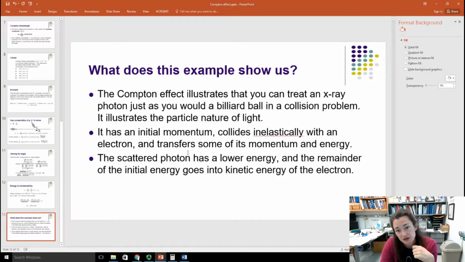That scattered photon then has a lower energy, and the remainder of that initial energy goes into the kinetic energy of the electron. So that was an independent verification of the particle nature of light that didn't depend on the photoelectric effect. And that was why the Compton effect deserved the Nobel Prize, which he received in 1927.